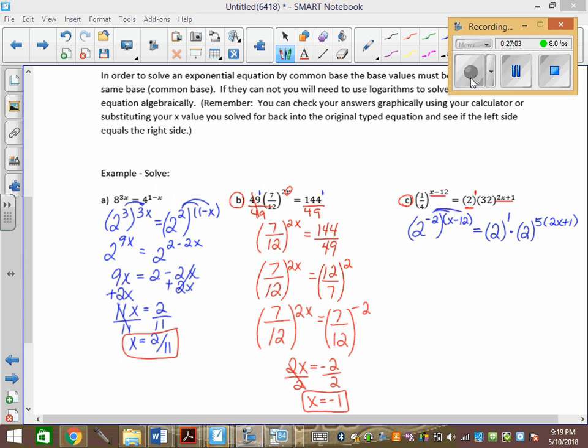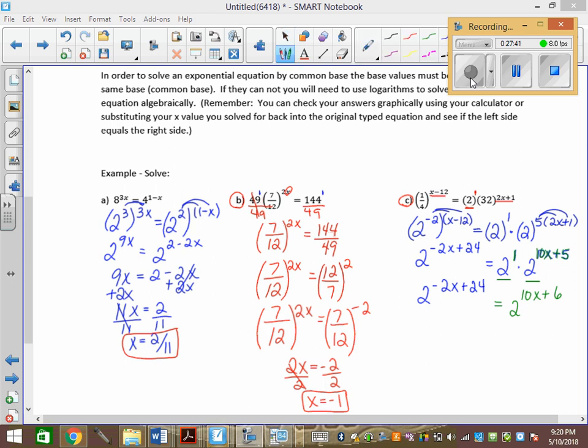So I'm going to distribute that negative 2 in. So I'm going to get 2 to the negative 2x plus 24 equals 2 to the 1 times 2 to the 10x plus 5. Now this side, left side stays the same. The right side, I don't have one base with 2 exponents now. I actually have 2 of the same base with 2 exponents. So when I have 2 of the same base with 2 exponents, I add the exponents. So I'm going to get 2 to the 10x plus 6 because I go 5 plus 1.